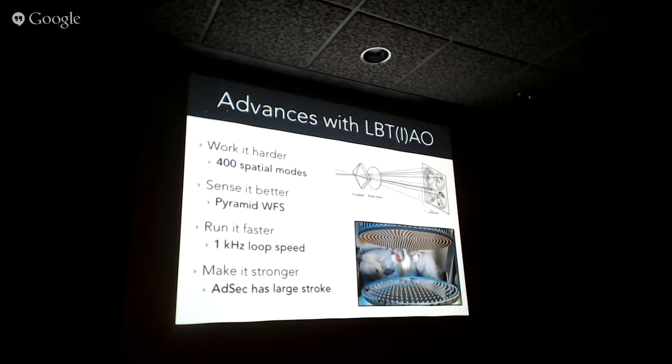It has a large stroke, meaning that just the one mirror alone, rather than a woofer-tweeter system, can counteract the aberrations in the atmosphere. We're using a pyramid wavefront sensor instead of a Shack-Hartmann wavefront sensor, and that has several benefits in terms of flexibility and sensitivity. And we're also running it faster than some of the previous generation systems. The faster you run your control loop, the more quickly you measure and apply corrections, the better job you're going to do correcting the atmosphere.